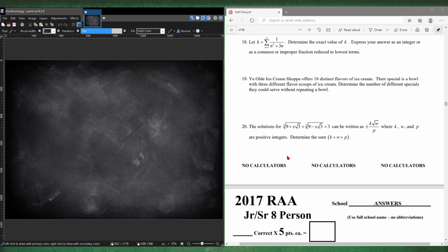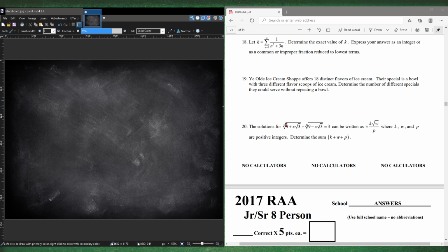Number 20. The solution for the cube root of 9 plus x square root 3 plus the cube root of 9 minus x square root 3 is equal to 3, and can be written as plus or minus k square root w over p, and they're all positive integers. Determine the sum of the coefficients, basically.